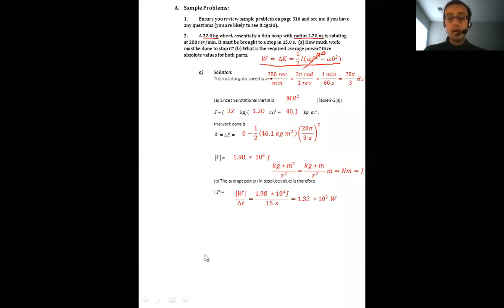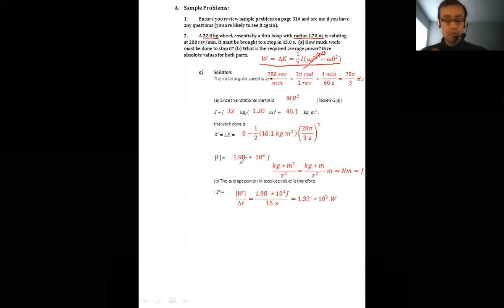Also notice that because we were asked for the absolute value, this quantity would be negative if we were not asked for the magnitude. And why is that? Well, very simply, because we're slowing the wheel down. So we're getting rid of the rotational kinetic energy, or we're reducing the rotational kinetic energy down to 0, which is the definition of negative work. Okay?